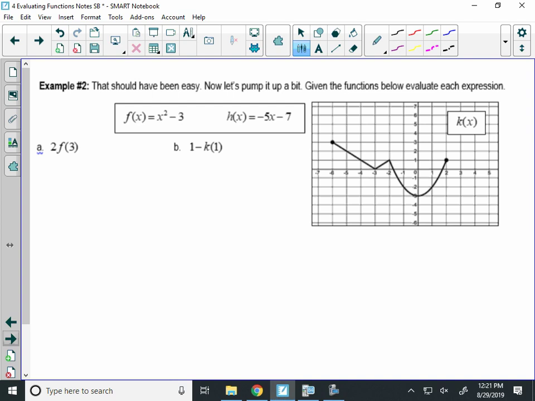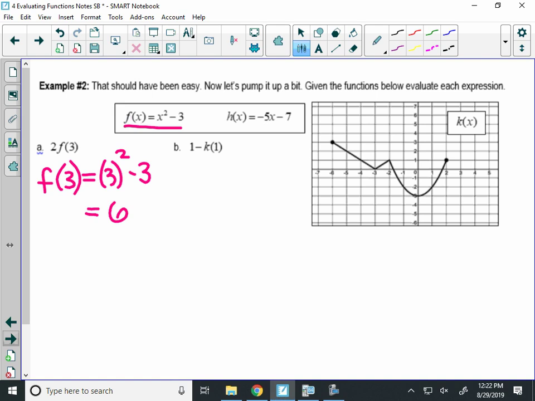Multiply our f of 3 by 2. Yep. So first I need to find what f of 3 is. So I'm going to use this function f of x right here. And I'm going to evaluate it. Now, when you're doing this on your own, you can skip as many steps as you want. But for our class purposes, I'm going to write everything down. So I'm going to put 3 in the function for x. So I will have 3 squared minus 3, which is 9 minus 3 equals 6.